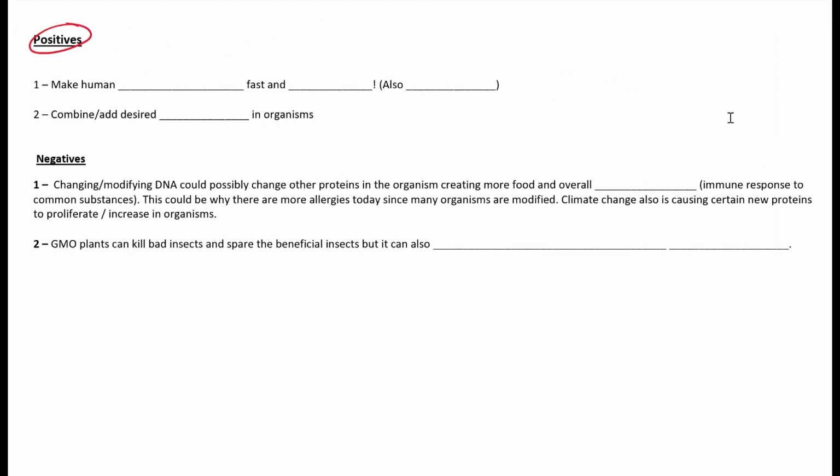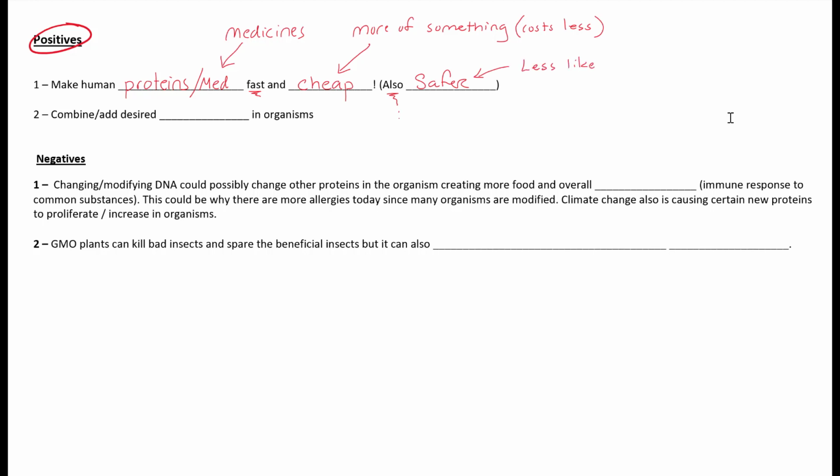Big positives for this technology. You can make human proteins, or meds, fancy word for medicine, like insulin. Human insulin, that's a medicine for diabetics. You can make them fast and cheap. Remember, if you make a lot of something, the price goes down. Supply and demand. Also, they're going to be much safer since you're using human-specific genes, like the human-specific insulin gene. Less likely to be rejected since it's specifically made for humans. The white blood cells won't recognize anything as antigens.